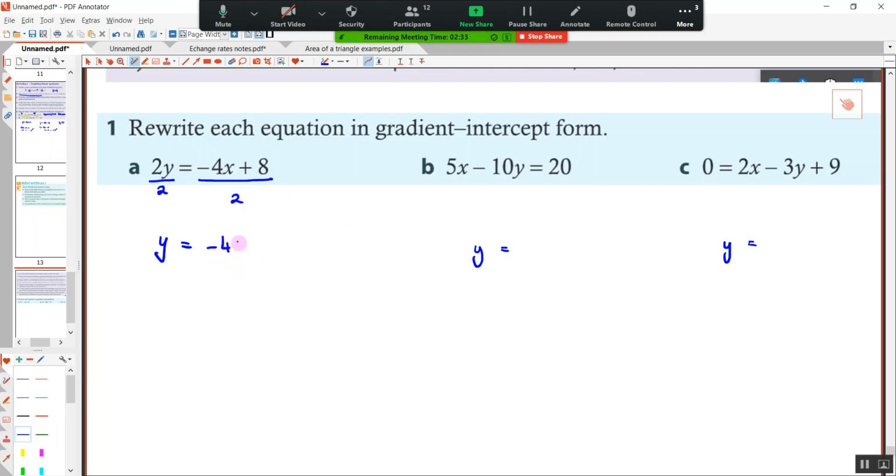So I've got negative 4x plus 8, all divided by 2. Does that simplify at all? Can I divide it all by 2? Yes, I can. Negative 4x divided by 2 is negative 2x. 8 divided by 2 is 4. So there's my gradient and intercept form. All right. Make sense?